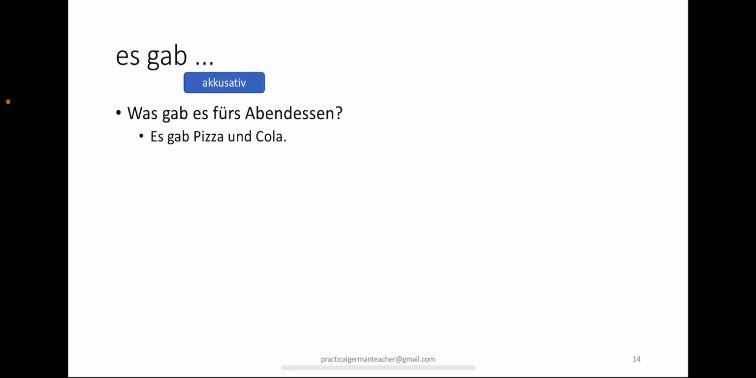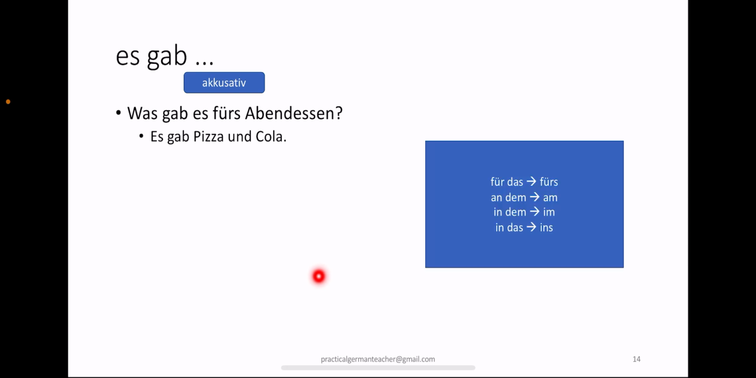Or, I don't know when you will ask this, but someday, if you want to ask what was there for dinner, instead of saying was gibt es fürs Abendessen, you can say was gab es fürs Abendessen. This blue rectangle banner is just telling you für das can be written as fürs, an dem can be written as am, in dem can be written as im, in das can be written as ins.